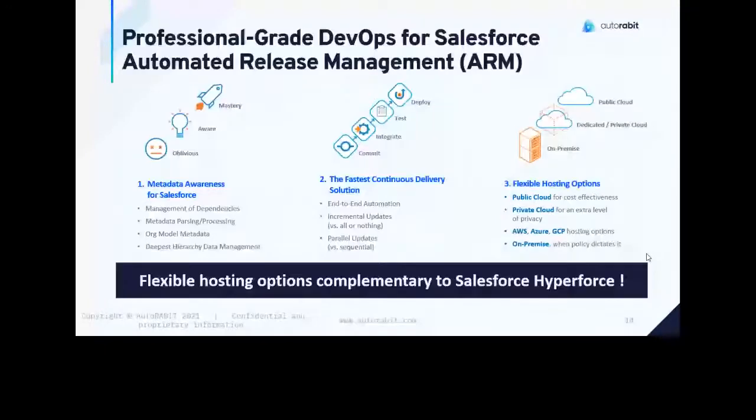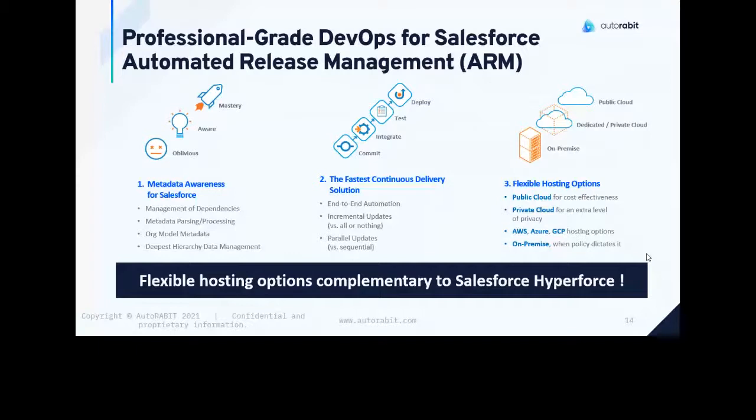So just to mention, some of the USPs that we have today in the ecosystem are our metadata awareness for Salesforce and the ecosystem. We have no limitations when it comes to Salesforce metadata. Whatever number of metadata types they support, we also support the same ones.